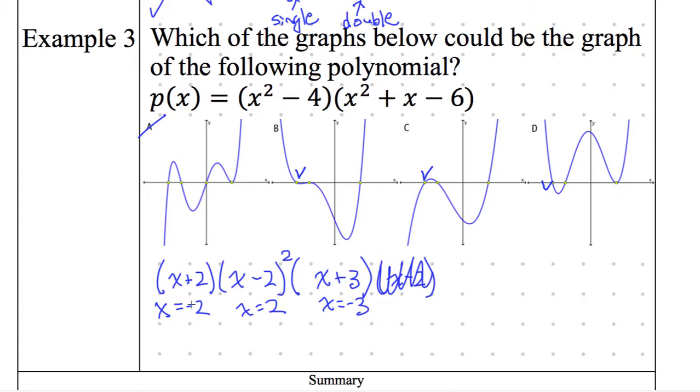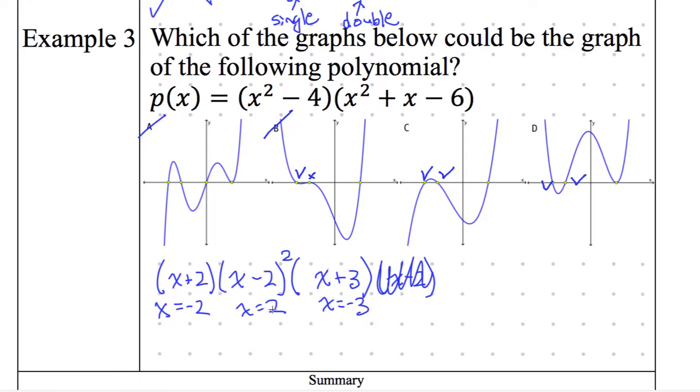Let's go to the next one, x minus 2. This one is also odd, which means it should go through the x-axis. This one turns around. It only touches and then goes backward. This one goes through, that one's good, and this one goes through. Okay, we've eliminated B. B touched and then went backwards.